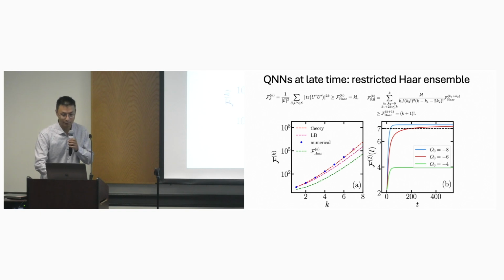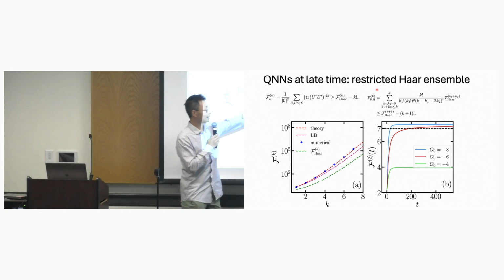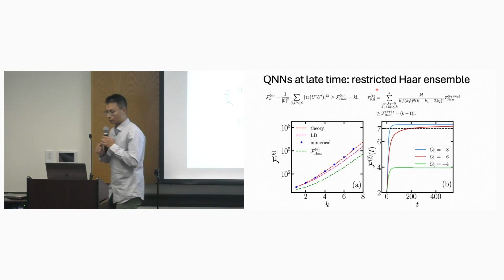We have numerical simulations from neural network training, and then we collect different initializations. How are the unitaries at late time on different initializations and training? And we found these blue points align pretty well with the restricted Haar ensemble, which means that indeed at late time, you're going to deviate from Haar to a restricted Haar model, and to high precision.